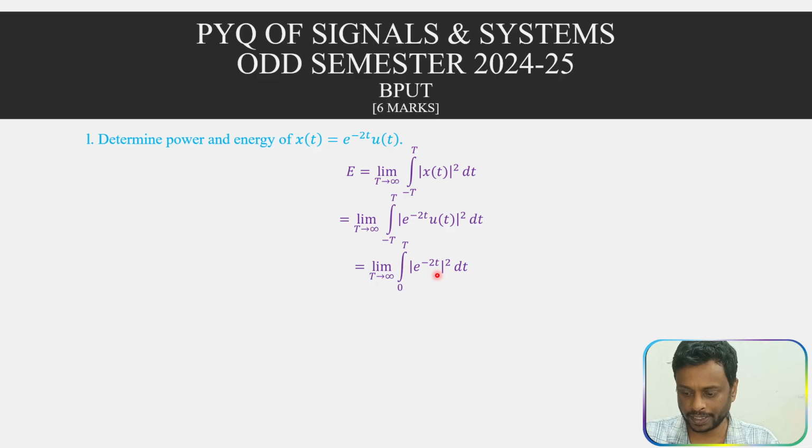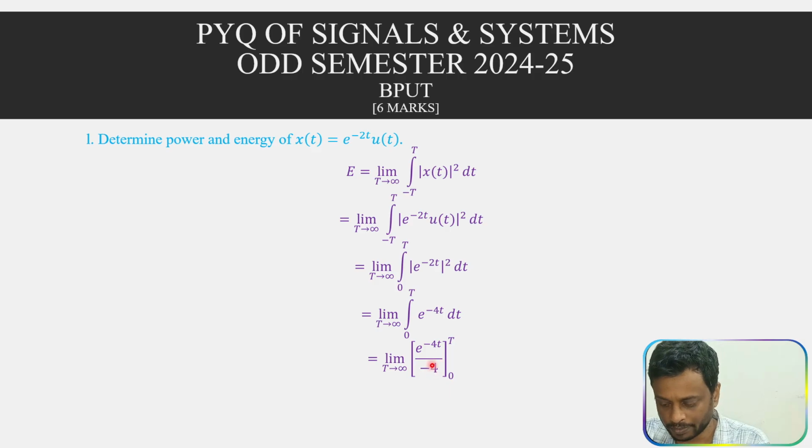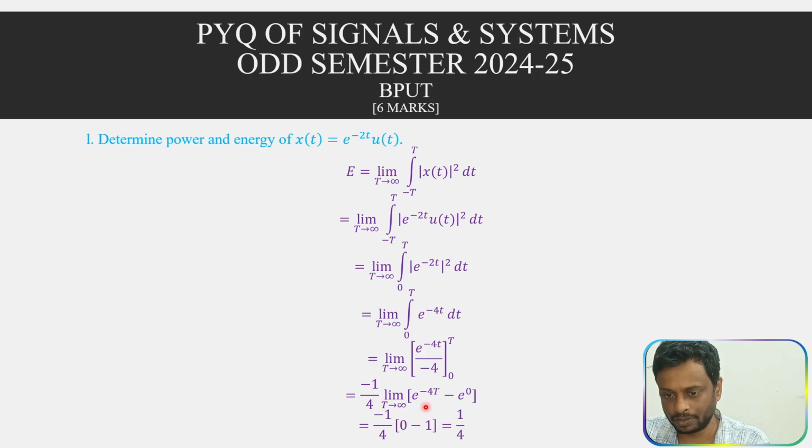So you can just integrate this: e to the power minus 4t dt. Just put these values. The minus part you can take outside. For the limits, 1 by infinity will be 0. So 0 minus 1, putting t equal to infinity, it will be 1 upon 4.